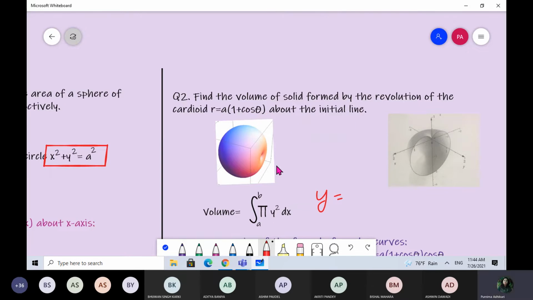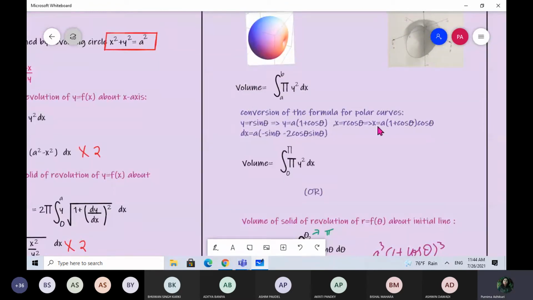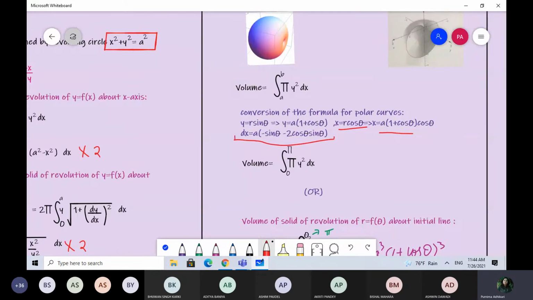Okay. So now you can easily apply this formula. Integration part is easy, so I will be leaving it for you. x is r cos theta. In place of r, you will write a(1 plus cos theta) and then differentiate. After differentiation, you get this result. So put your dx here, put your y here. Substitute the result of y and of dx, integrate with respect to theta, and you will get the result.